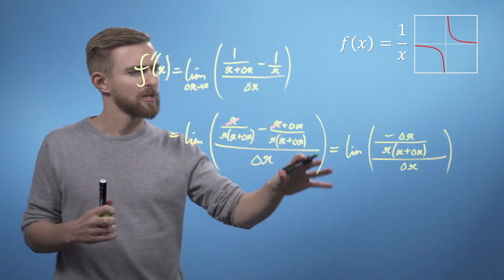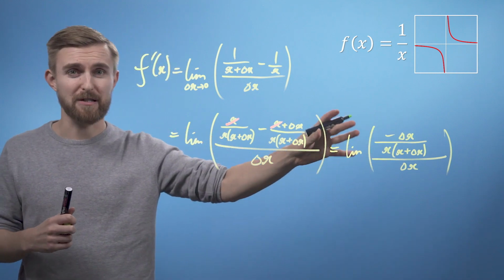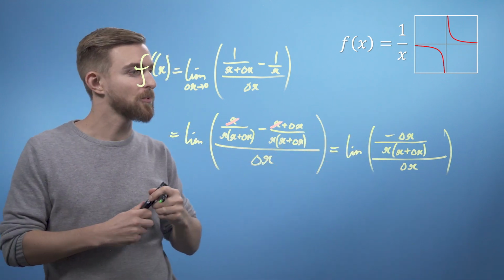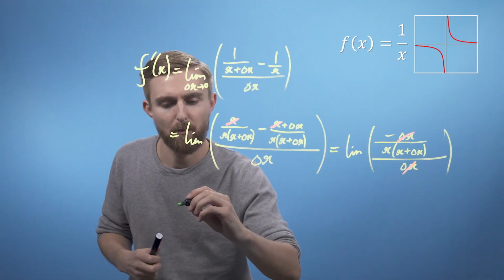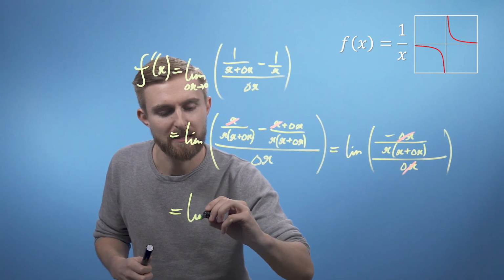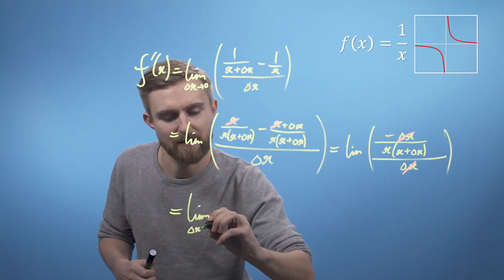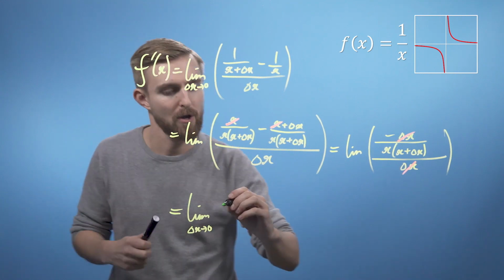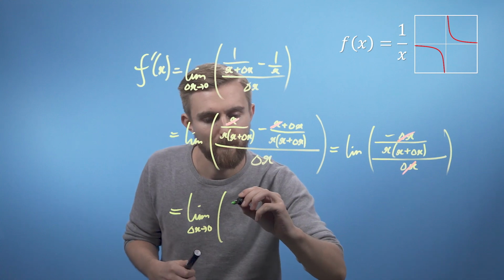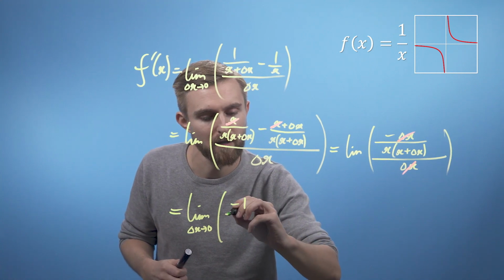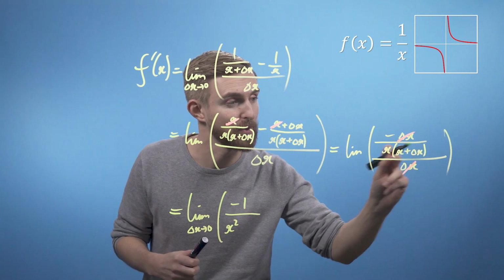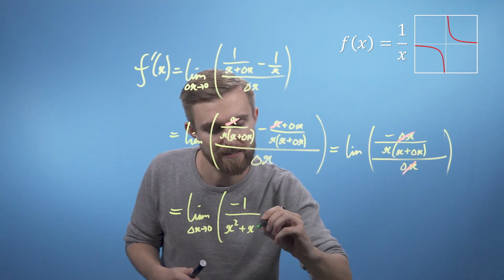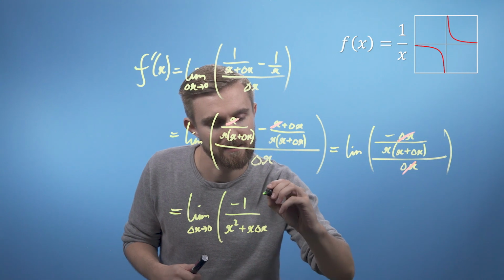Now at this point, you can see that you've got a delta x at the very top and a delta x at the bottom. So once again, these two terms cancel each other out. And what you're left with is the limit as delta x goes to 0 of minus 1 divided by x squared, we're going to open up this bracket, plus x delta x.